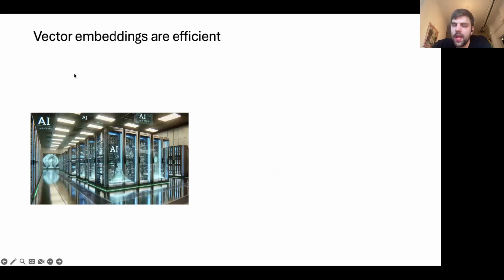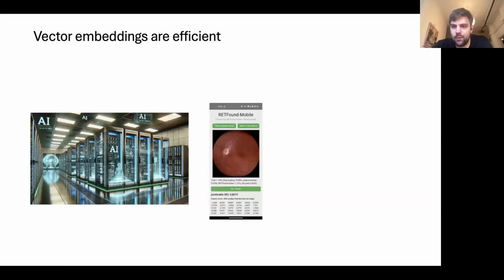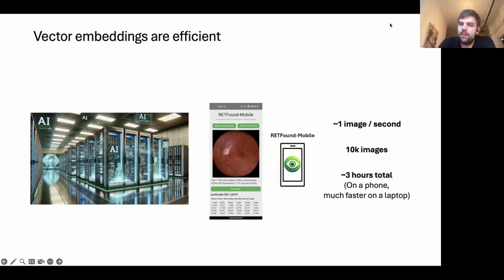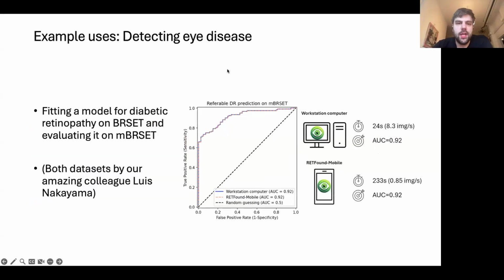So why would we use vector embeddings? Well, one reason is that they're efficient. A lot of people think we need some fancy data center to do anything related to AI. If you want to buy me a fancy data center, I would never say no, but actually we don't need it. One example we've worked on recently is that you could run a foundation model on a phone. This is a slightly smaller foundation model that I call RETFound-Green, but you can run it on a regular smartphone, and it does roughly 1 image per second. So if you had a data set of 10,000 images, it would take you about 3 hours, and that's on a phone, of course. On a laptop, you could do it even faster, and in a data center, even faster yet. But really, these things are quite efficient.